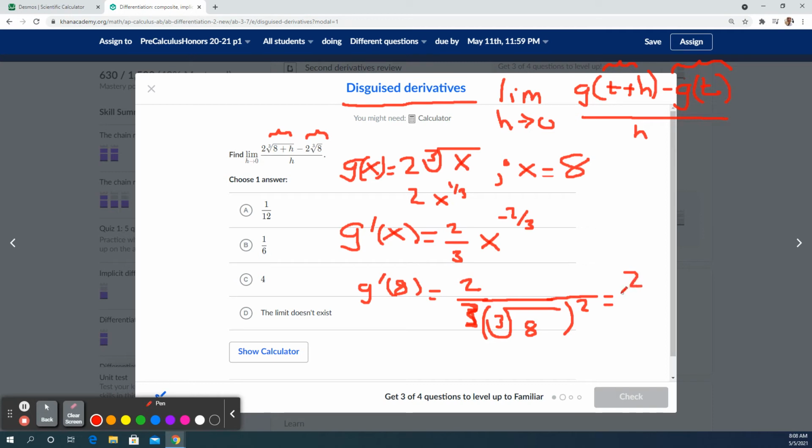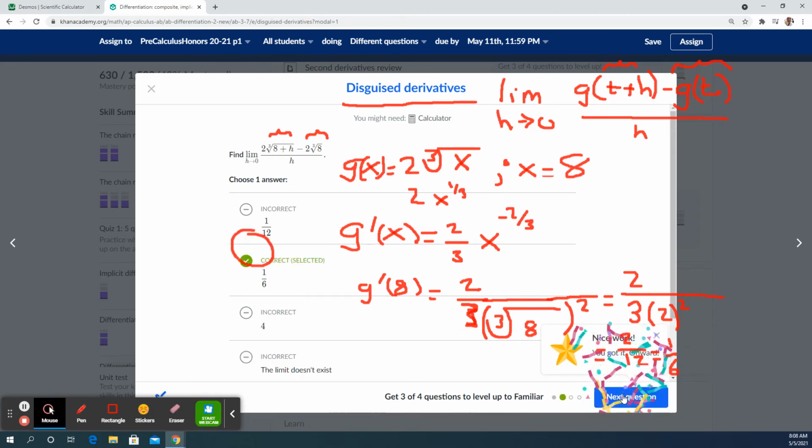So that's 2 over 3. Cube root of 8, 2 times 2 times 2 is 8, so that's 2. We still have the squared. And this is equal to 2 over 4 times 3 is 12, which is equal to 1/6. That's how we're going to do these.